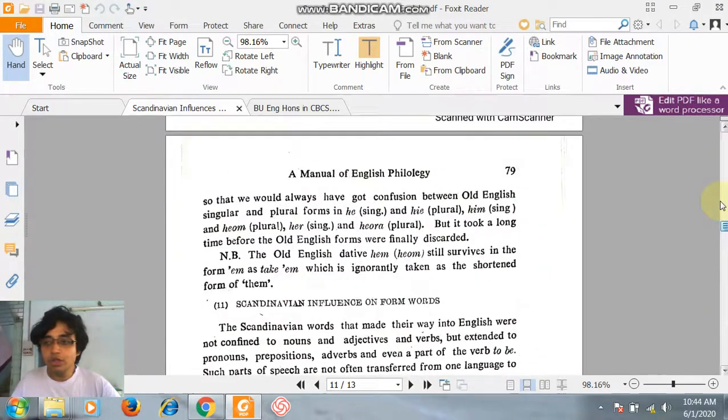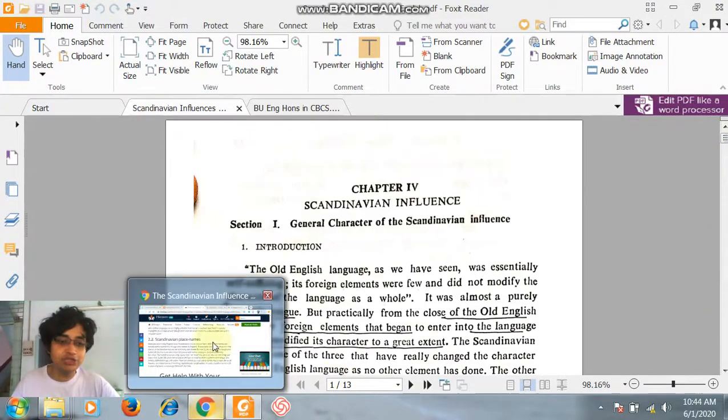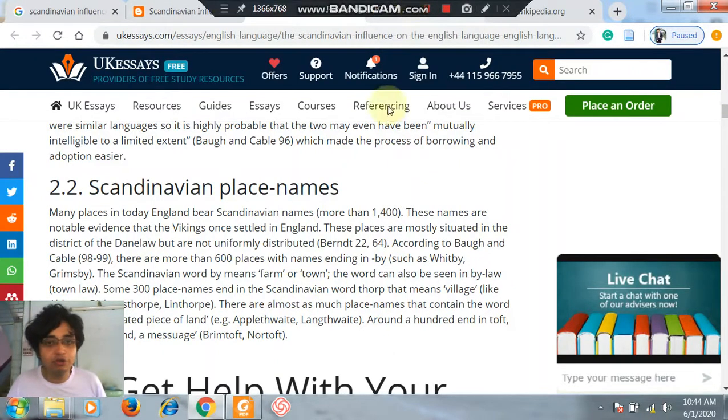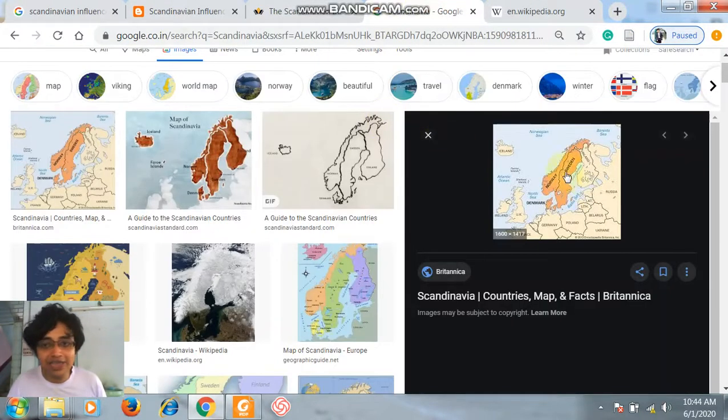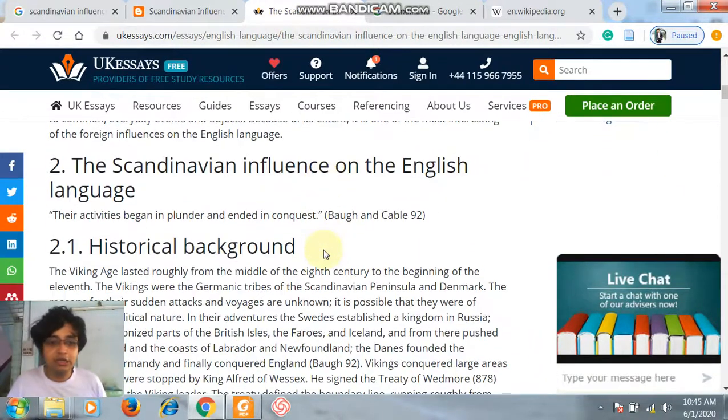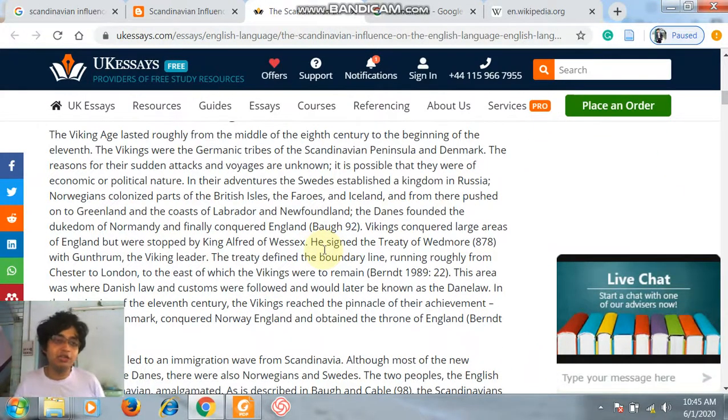So truly speaking, in this lecture I have discussed the geographical location of Scandinavia, where Scandinavia is. Scandinavia is located in the north of Europe. It consists of three nations, Norway, Sweden and Denmark. Many geographers also include Finland. This is Finland. And Denmark is this small place.